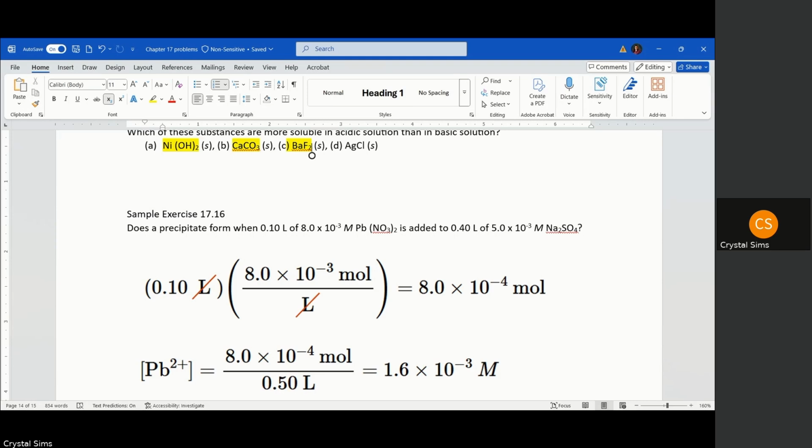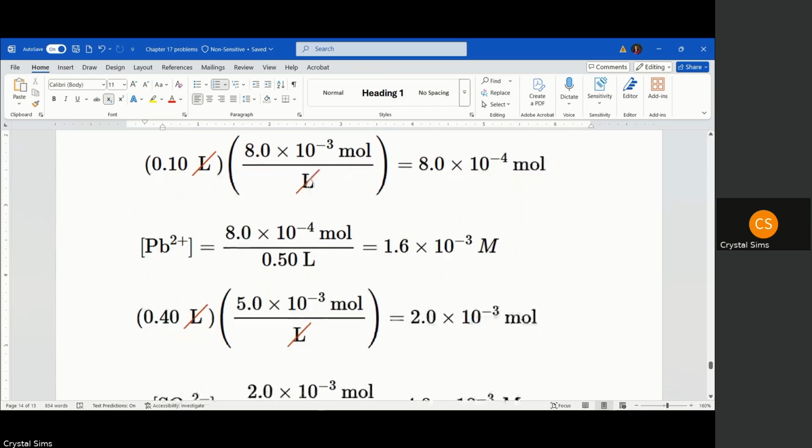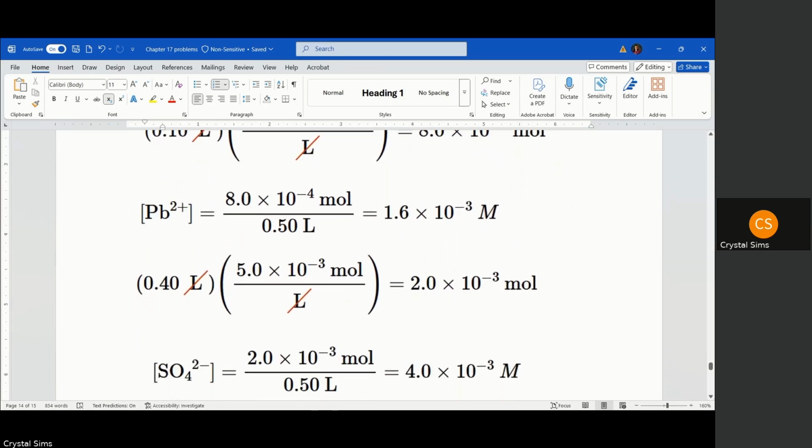We've gotten our concentration of lead. Now we're going to do the same thing for the sulfate. We have 0.40 liters of sodium sulfate. The concentration of that is 5.0 times 10 to the negative 3. That gives us 2.0 times 10 to the negative 3 moles of sulfate ions. And we divide that by our total mixture volume. So that gives us 4.0 times 10 to the negative 3 for our concentration of sulfate ions.